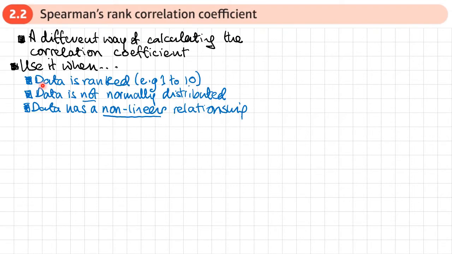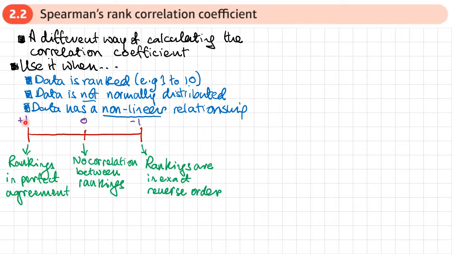Now, we use it when our data is ranked, let's say in order of preference from first to 10th, for example. The data is not normally distributed, so it's a type of data that we find wouldn't be normally distributed, like height and weight, that type of thing. And the data has a non-linear relationship. So we only use the PMCC when there's a linear relationship, when we suspect there's a linear relationship. When we know it's non-linear, then we'd use Spearman's rank.